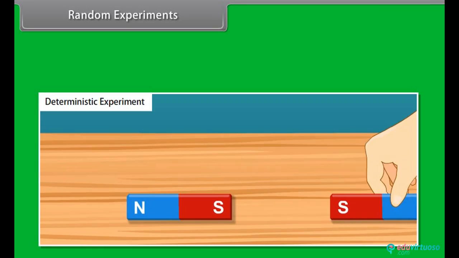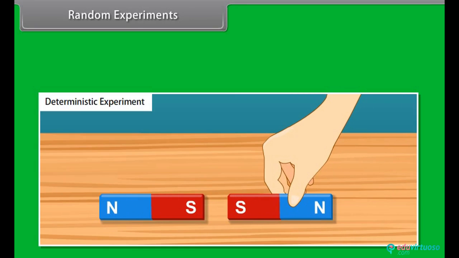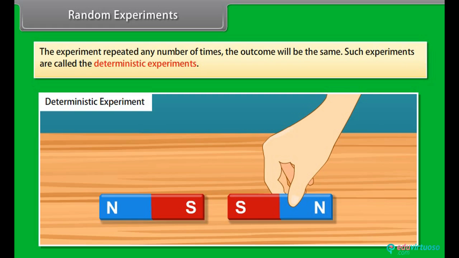Random experiments. In our day-to-day life, we perform experiments like bringing 2 like poles of magnets near to each other. We know that the above experiment may be repeated any number of times. The outcome will be the same. Such experiments are called deterministic experiments.